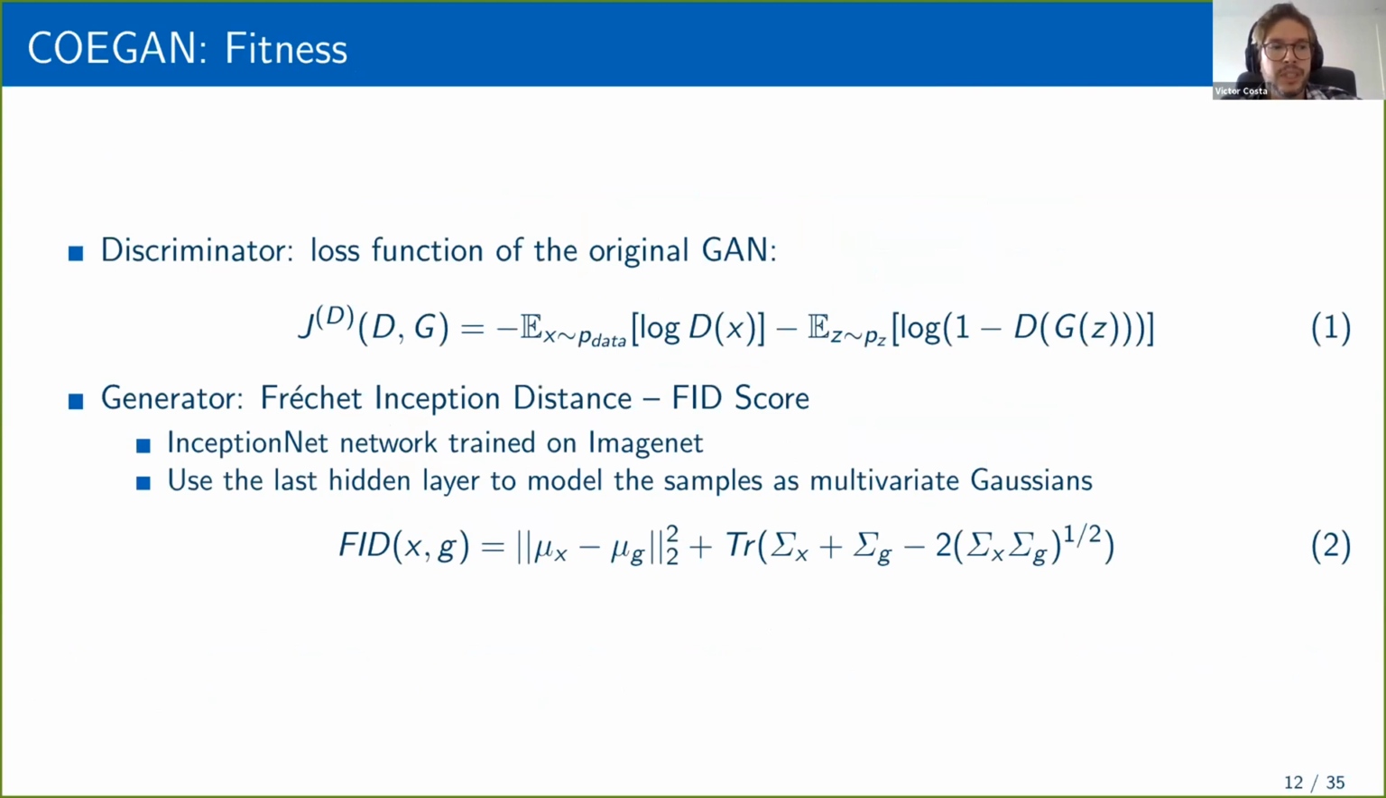As fitness function in the evaluation phase, we use the original loss function of GANs for discriminators. And for generators, we choose to use the FID score that better represents the quality of generators and works well in our model.